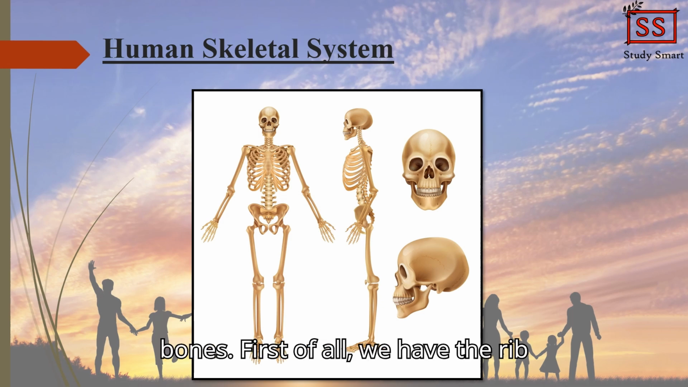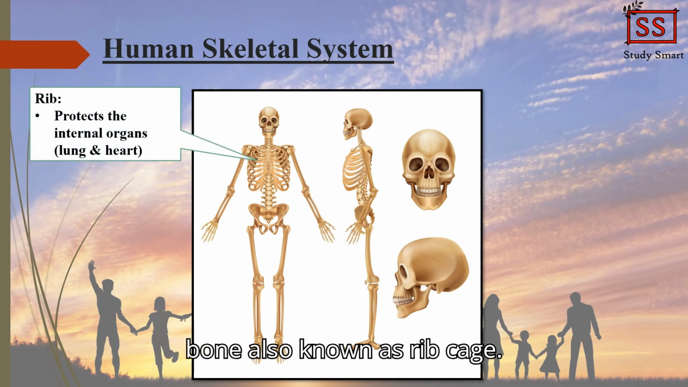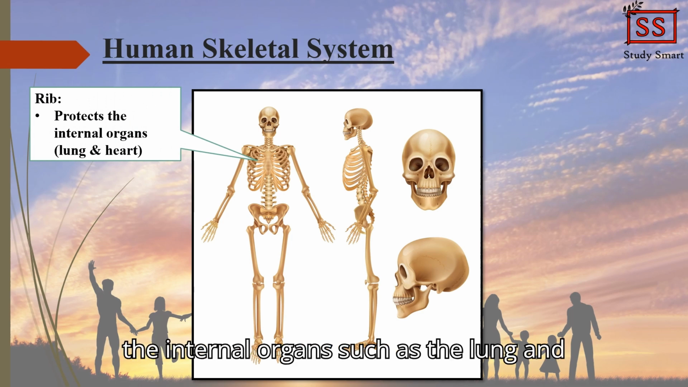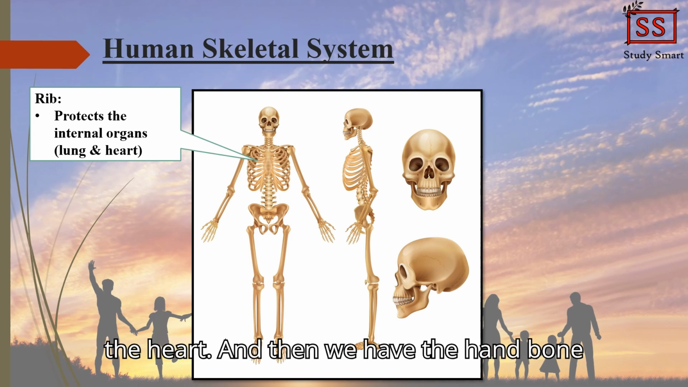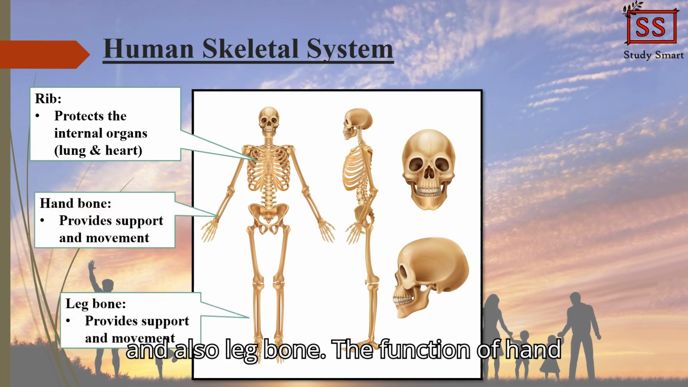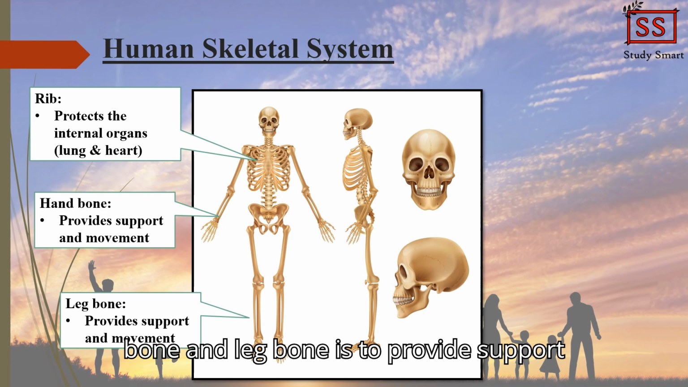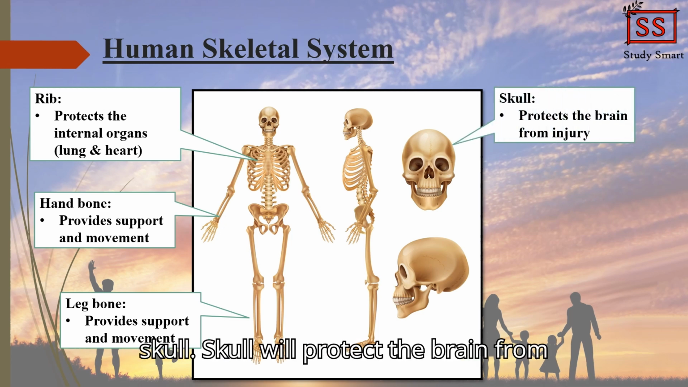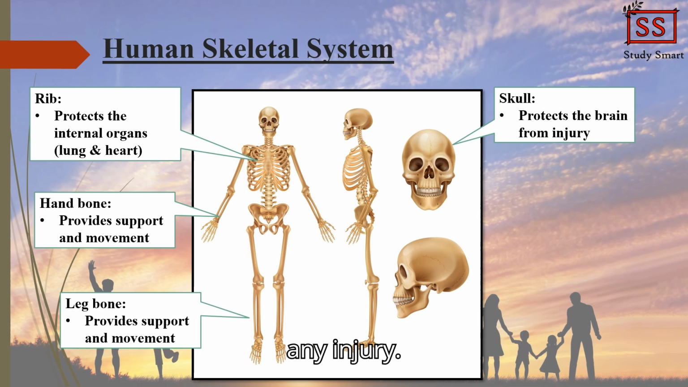First of all, we have the rib bone, also known as the rib cage. The function of the rib cage is to protect the internal organs such as the lung and the heart. And then we have the hand bone and also the leg bone. The function of the hand bone and leg bone is to provide support and movement. And finally, we have the skull. The skull will protect the brain from any injury.